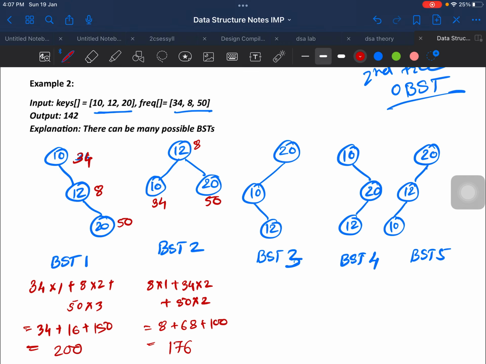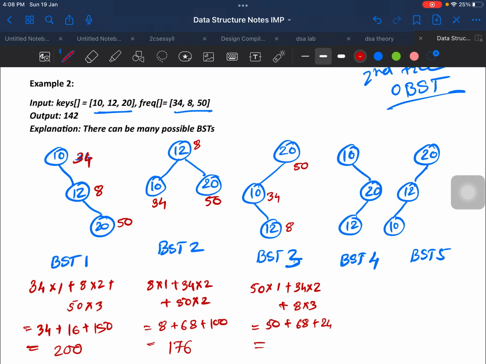Now let's calculate the BST3 cost. So 20 is 50 times, 10 is 34 times. Frequencies I am writing here, 8. Okay, so 50 into 1, plus 34 into 2, plus 8 into 3. So 50 into 1, that is 50, plus 34 into 2, that is 68, plus 8 into 3, that is 24.